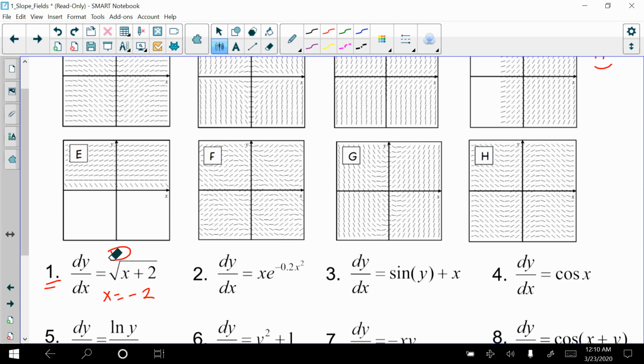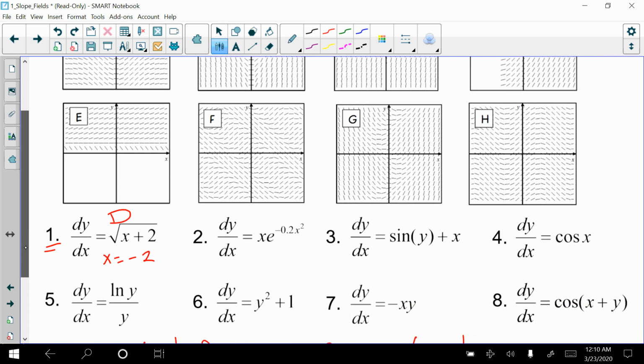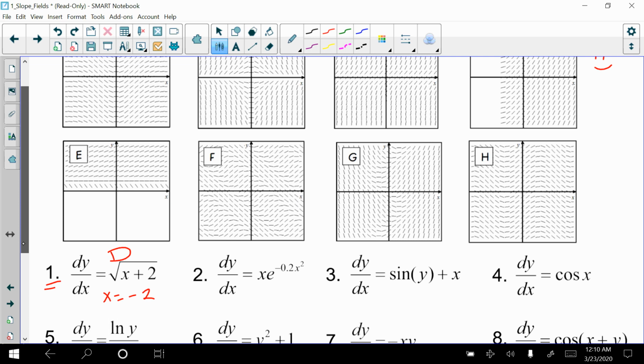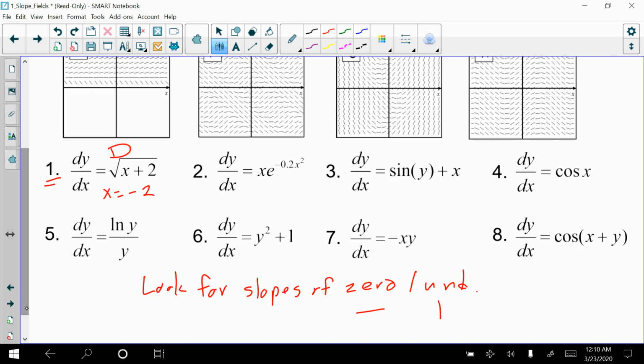And I want you guys to go ahead and pause the video now to try and identify the other 7. Look to see where something has a slope of 0 or something that has a slope that's undefined, and see where you can match these up. This will take you probably a minute or 2 to work through. So if you haven't paused the video, we're going to presume that you've paused the video, so that we can work through the rest of this.